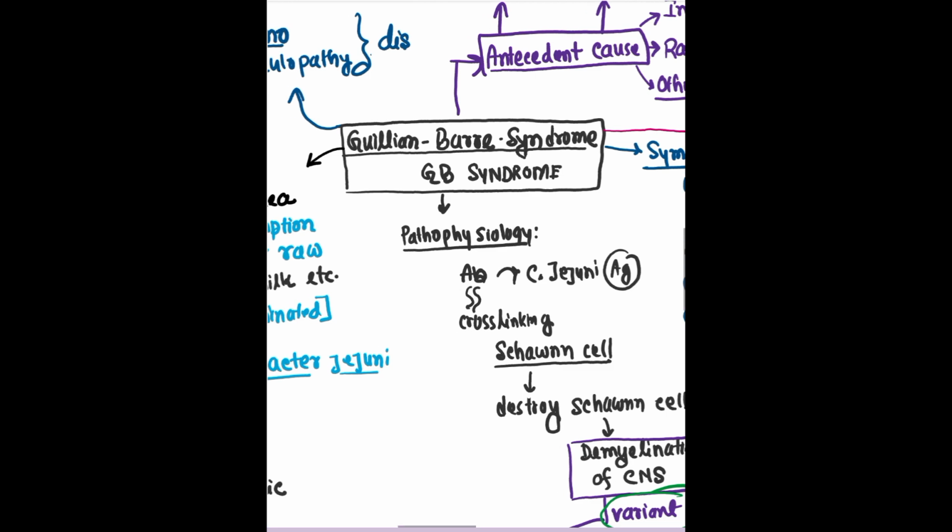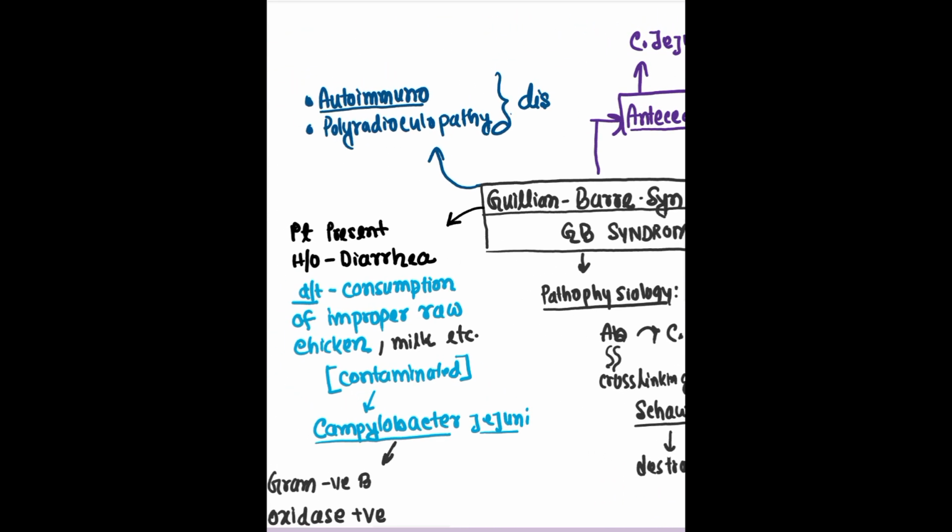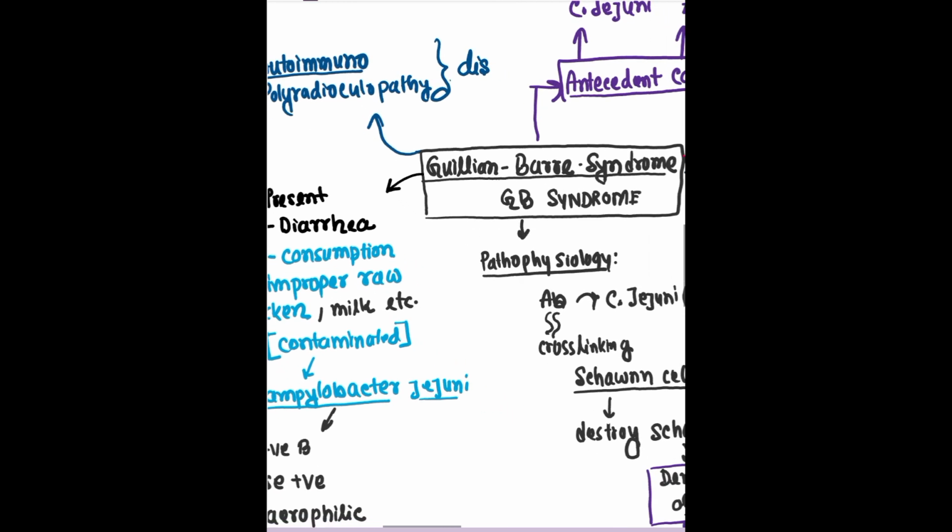Guillain-Barré syndrome is an autoimmune polyradiculopathy disease. As the name suggests, autoimmune, because an autoantibody will be produced against something, that is the Schwann cell.